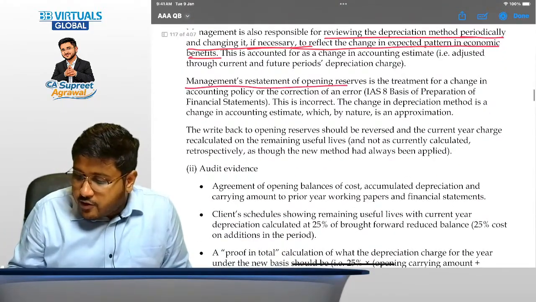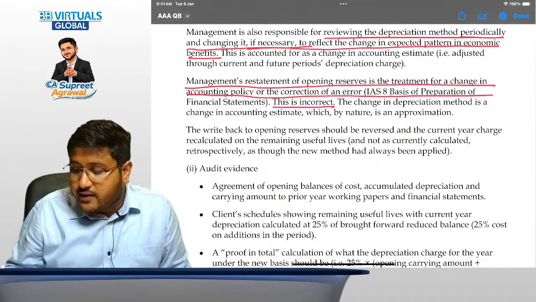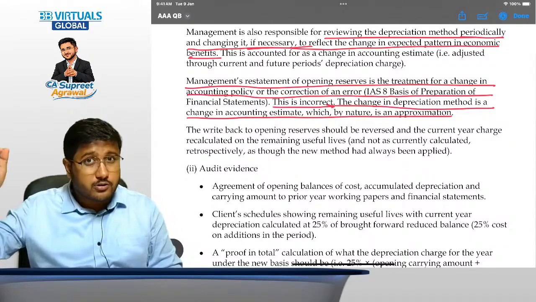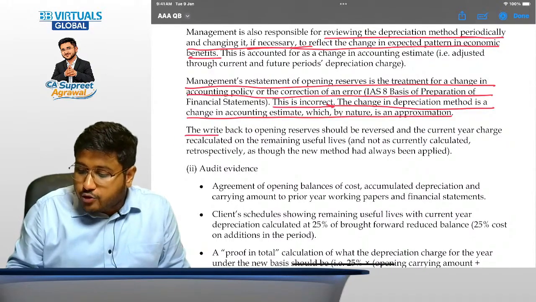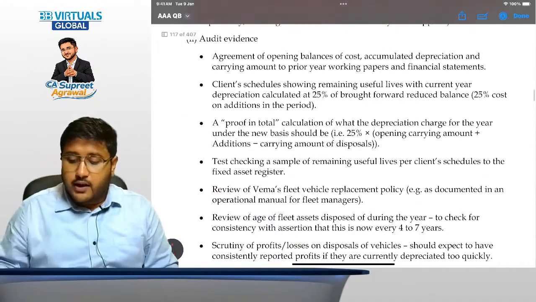But management's restatement of opening results is the treatment for a change in accounting policy or the correction of an error. This is incorrect because the change in depreciation method is a change in accounting estimate and it needs to be adjusted prospectively. Now the write back to opening reserve should be reversed and the current year charge recalculated on the remaining useful life. Now audit evidences.